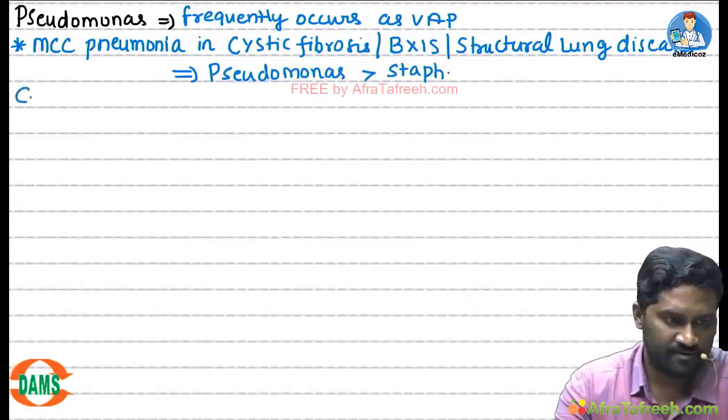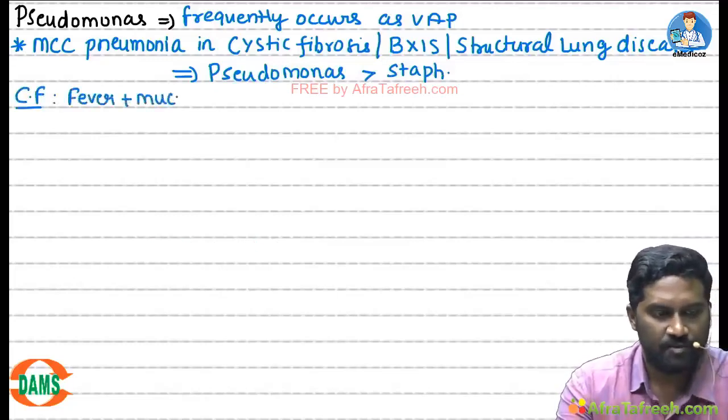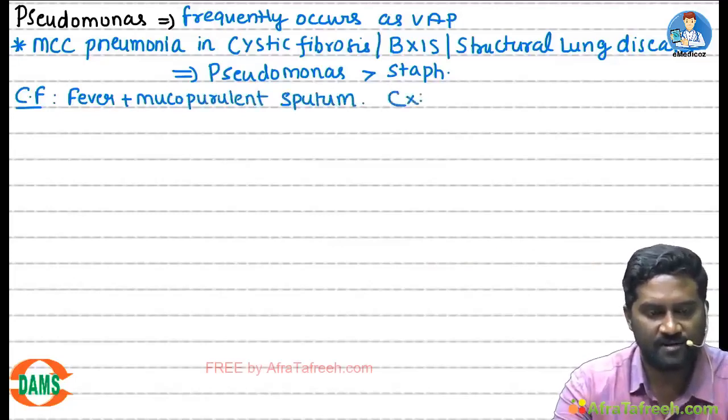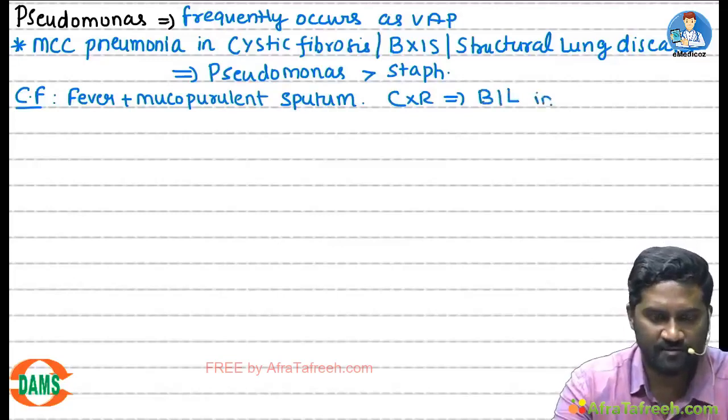Coming to the clinical features, in Pseudomonas infection, the patient can have fever and mucopurulent sputum. And if you take a chest X-ray, one can notice bilateral infiltrates.